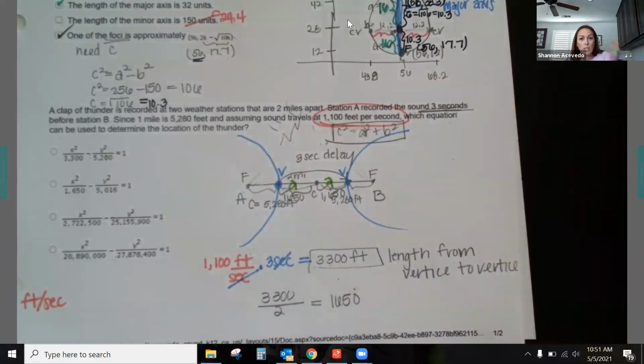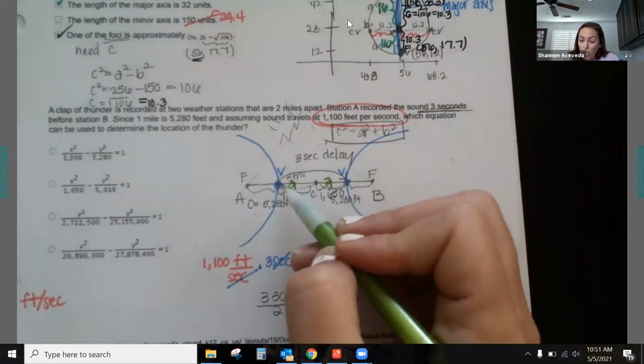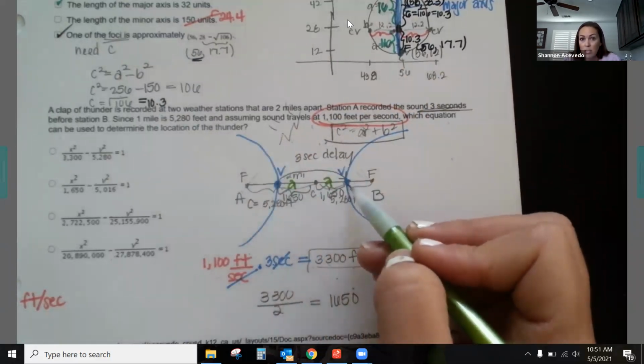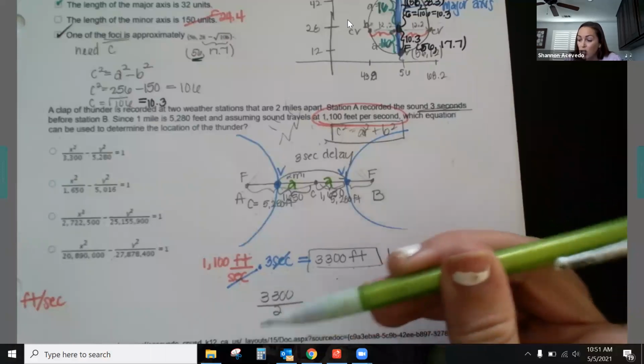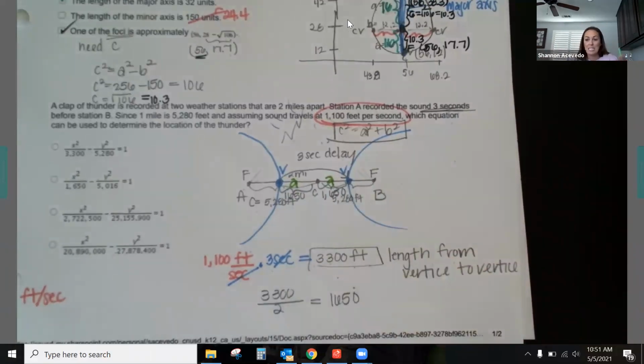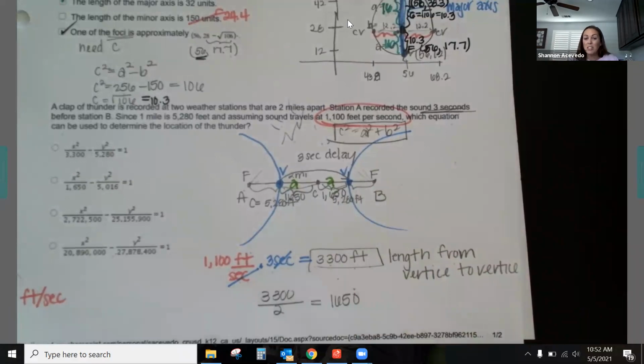So how far is that delay apart? And that's what you're calculating here. This is a 3 second delay from when you hear the sound at this vertex till this vertex. So we had to figure out how far away that distance is, and that's what you're calculating here. Okay, so that still doesn't give me any answers. What I know now is that this A value is 1650.